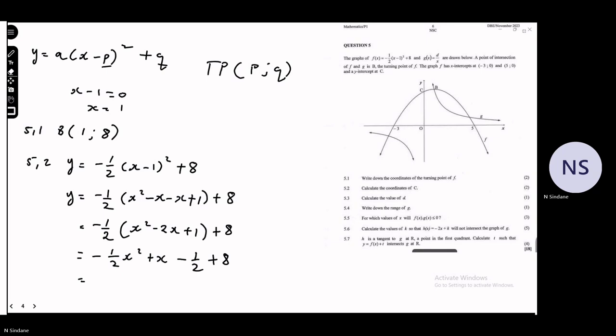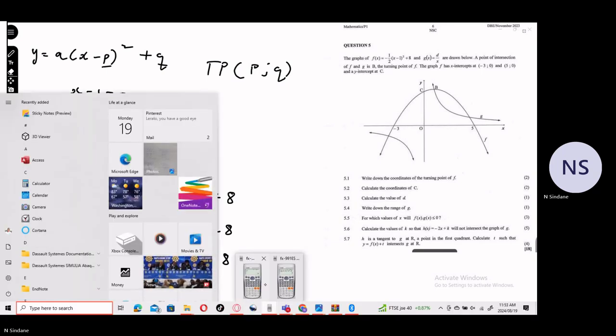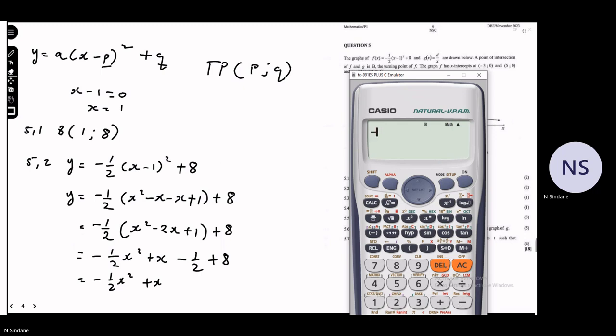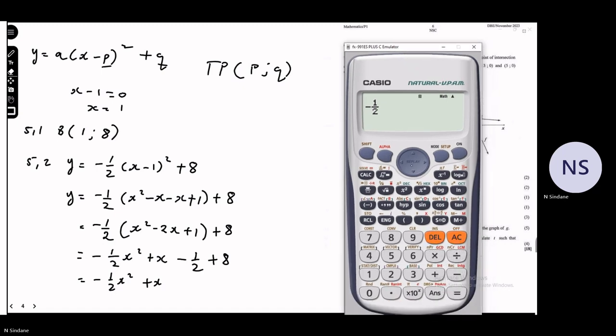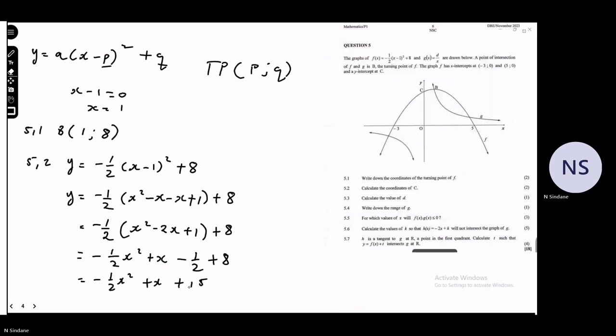Right? And then getting our calculator, this will be -1/2 x squared plus x. Let's see our calculator. I have negative half, -1/2, plus 8. This is 15/2. So in this case, the coordinates of C will be C is (0, 15/2). That represents your y-intercept, guys. Okay, I hope that makes sense.